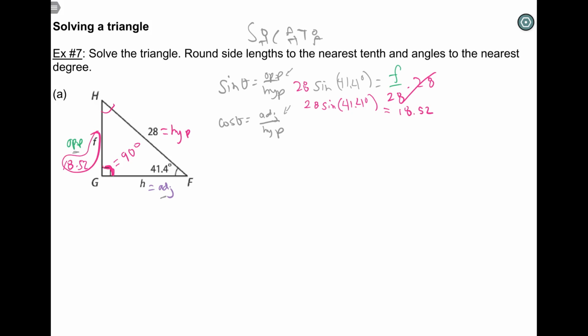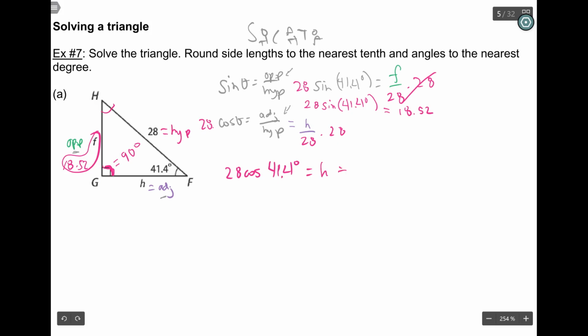Alright, so cosine is going to equal adjacent, so that's H over hypotenuse, which is 28. Multiply by 28 on both sides. So we have 28 cosine 41.4 degrees is going to equal H. Plug it in and you will get an answer of 21.00.